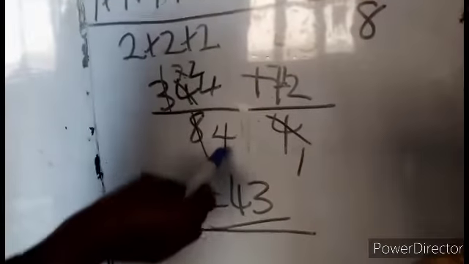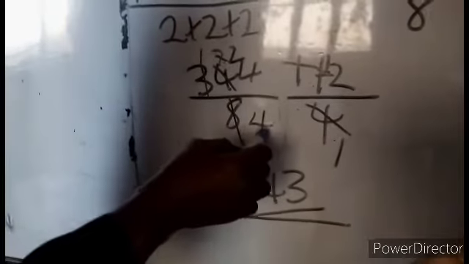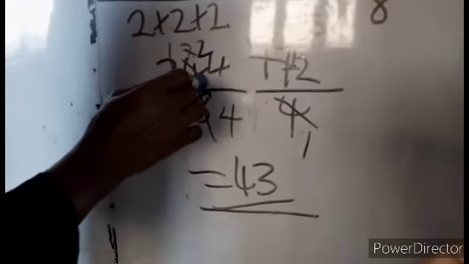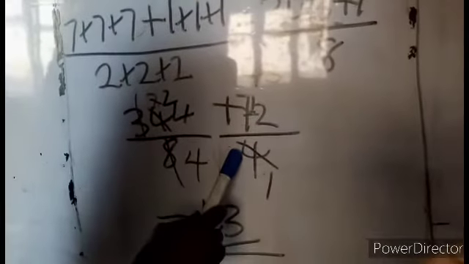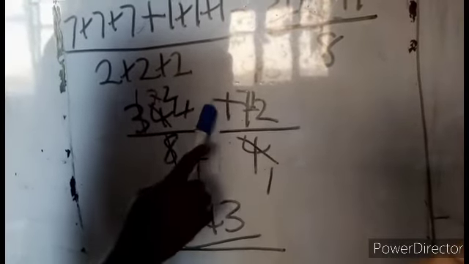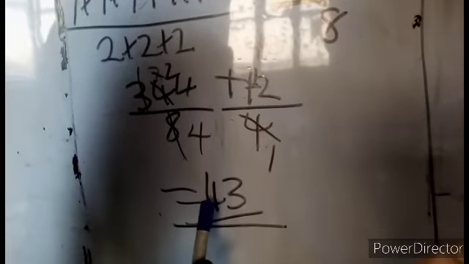Then we use 2 to divide. 2 divided here, we get 4. 2 divided this, 344, we have 172. Then we use 4 to divide this one. 4 into 172, we have 43. Alright, that is our final answer.